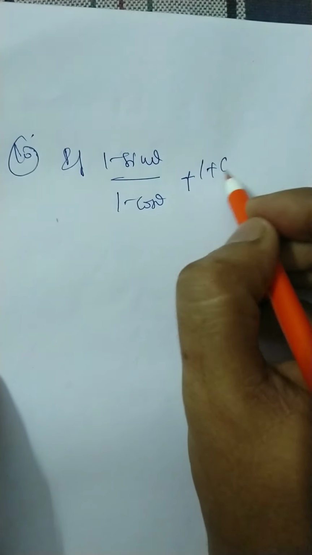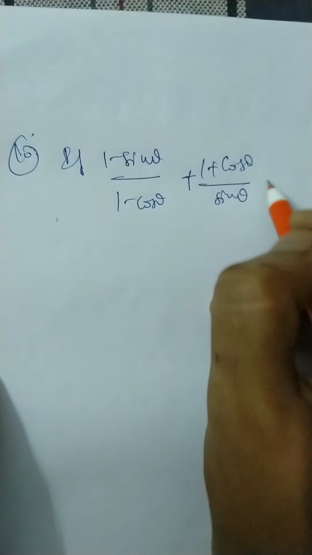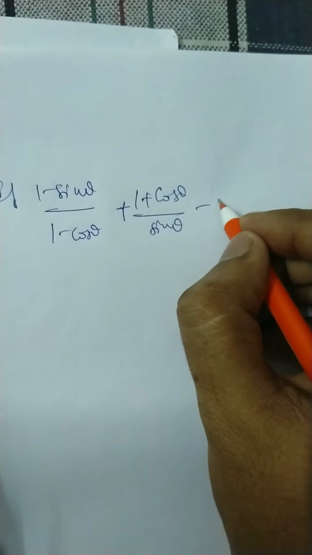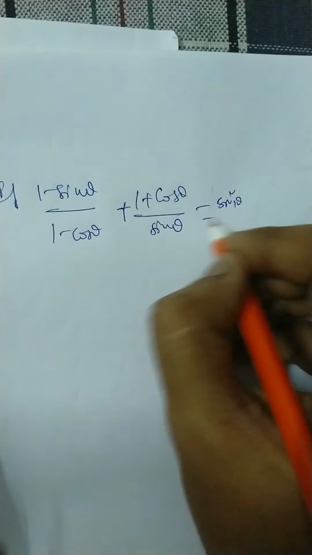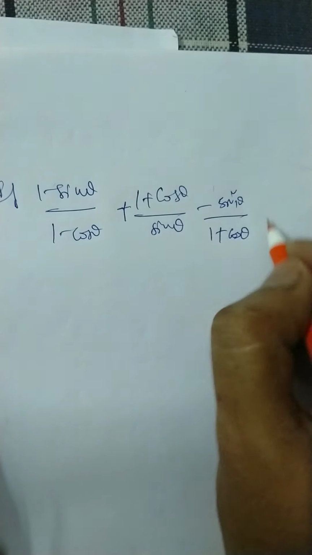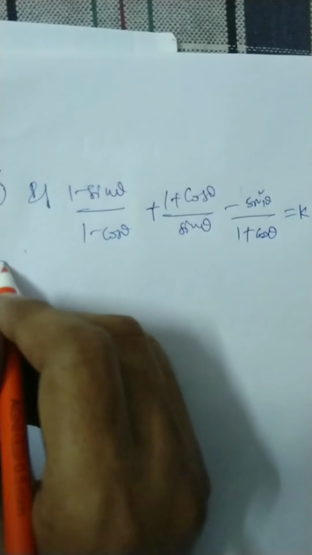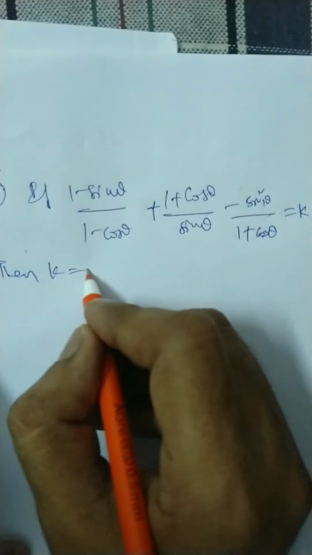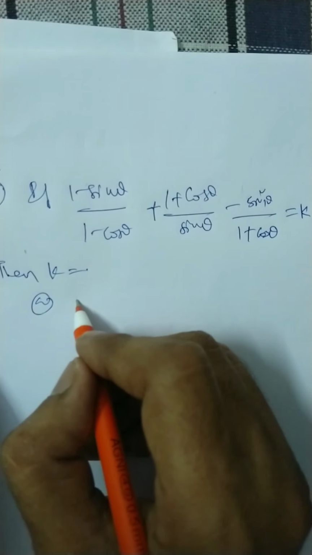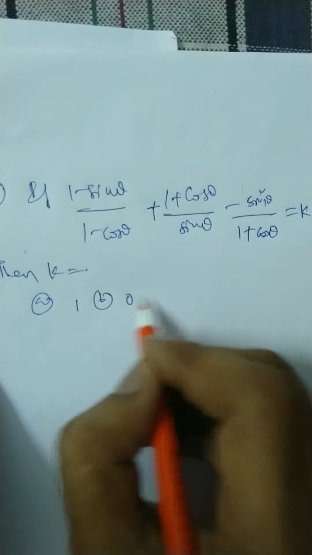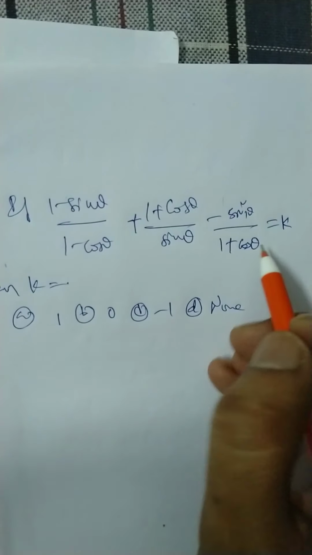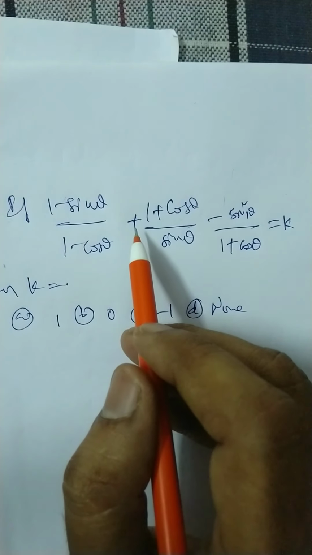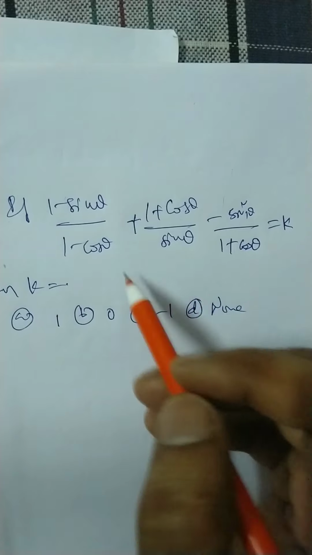If 1 minus sin theta by 1 minus cos theta plus 1 plus cos theta by sin theta minus sin square theta by 1 plus cos theta is equal to k, then k is equal to, the options are 1, 0, minus 1. So here if you want to find the value of k, you need to simplify this expression on the left hand side by taking LCM. It will take a lot of time.